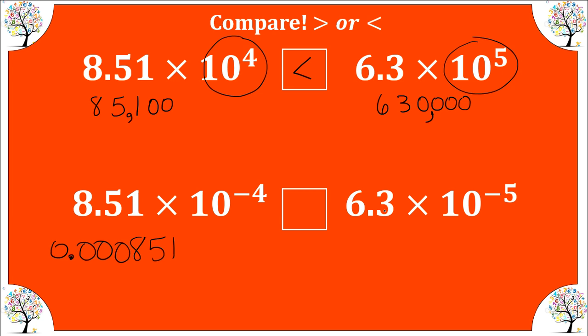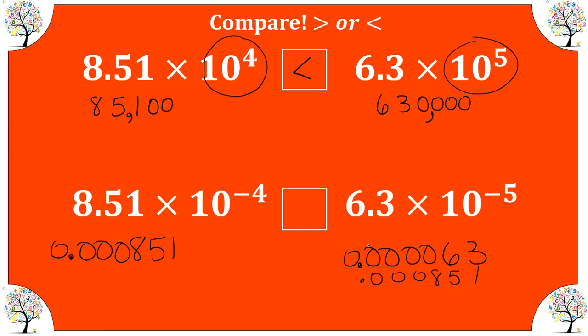And then here we have 6.3 times 10 to the negative 5th. So I'm going to have 6. So I'm going to move the decimal 1, 2, 3, 4, 5. So when we compare decimals, it's good to line up the numbers. So I have 0, 0, 0, 8, 5, 1.